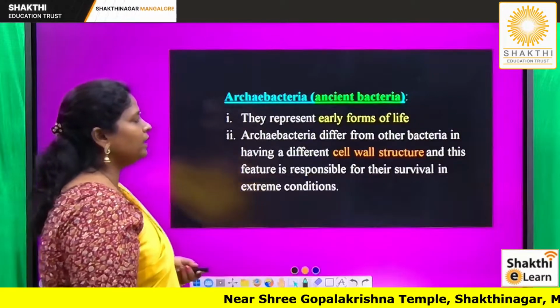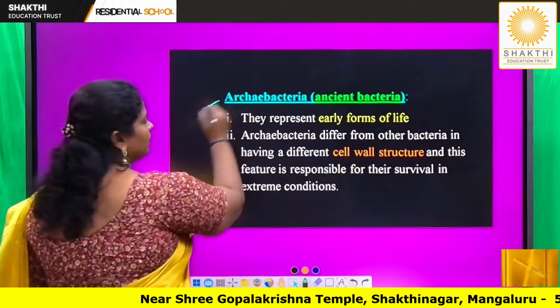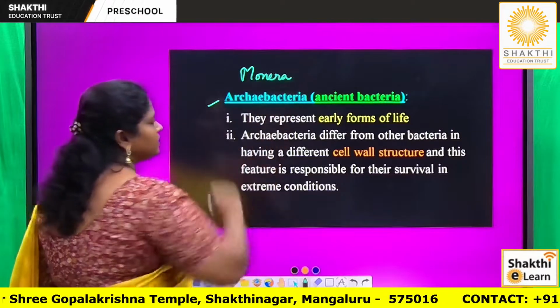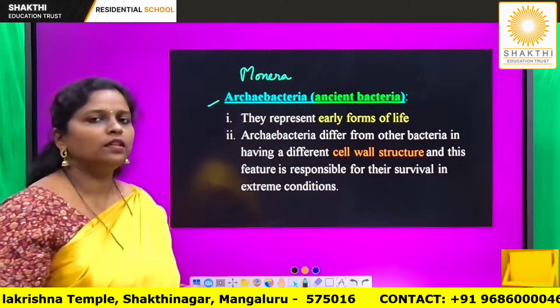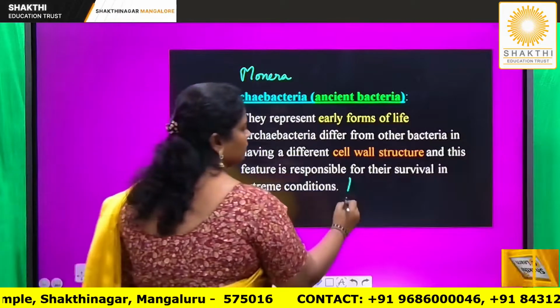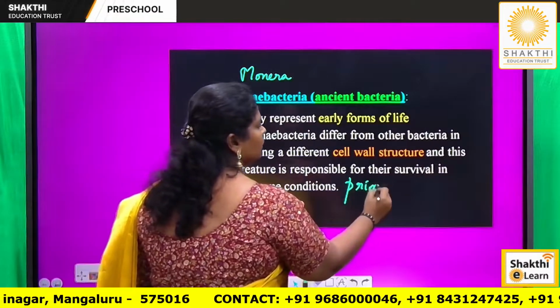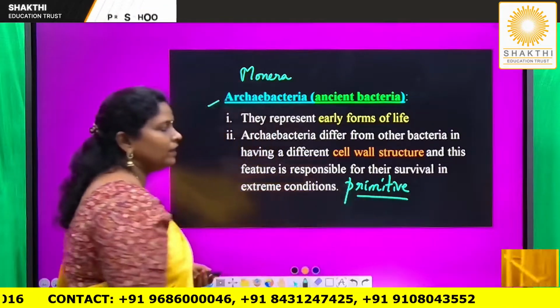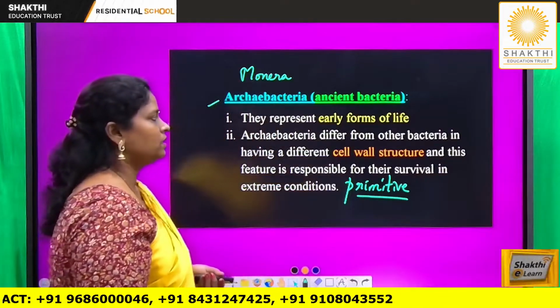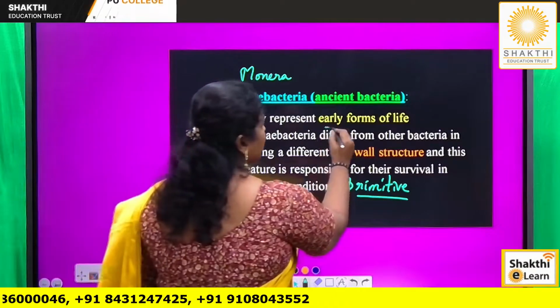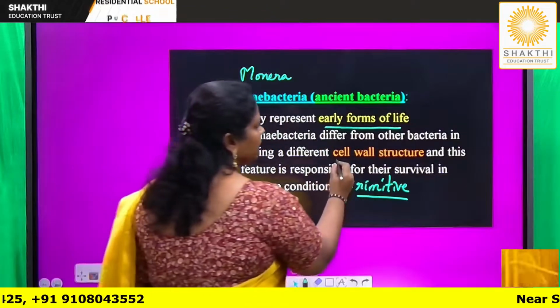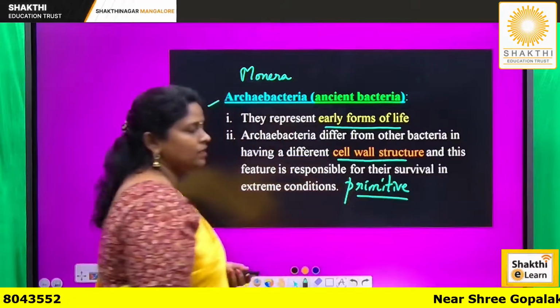Next we need to highlight the different groups coming under kingdom Monera. One of the groups is Archaebacteria. This is the most primitive group. During evolution of life, this is one group which was first formed, and they have been living for a number of years. That is why it is mentioned representing early forms of life, and the cell wall component is making them have unique features for their survival.